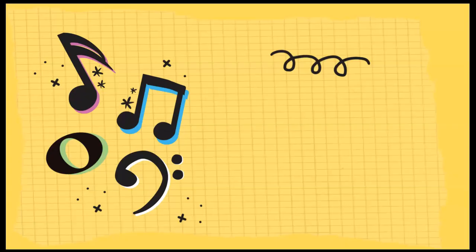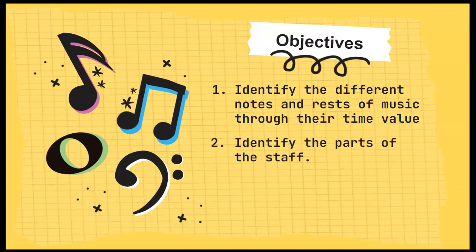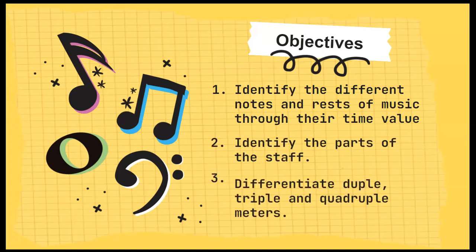Before we start, let's get to know what is expected of you. At the end of this lesson, students will be able to first, identify the different notes and rests of music through their time value. Second, identify the parts of the staff. Lastly, differentiate duple, triple, and quadruple meters.